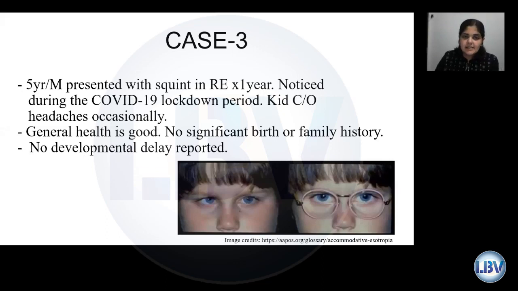The next case is in a 5-year-old male. He presented with squint in the right eye for the past 1 year. They have been seeing there is a squint, and this was primarily noted during the lockdown period. The kid was also complaining occasionally about headaches. The general health of the kid was good, and there was no significant birth or family history. And there was no developmental delay reported by the parents as well.